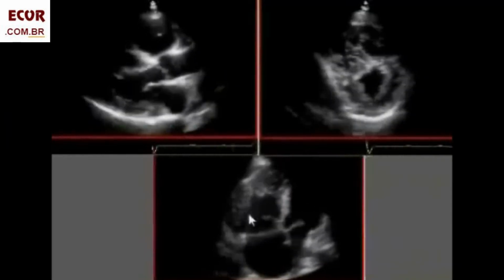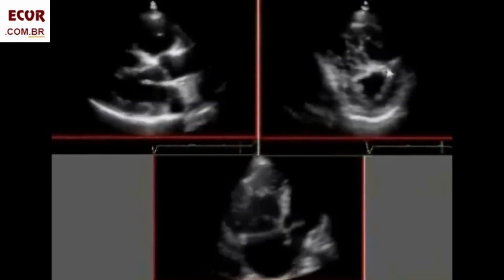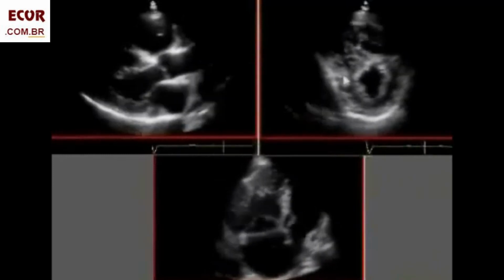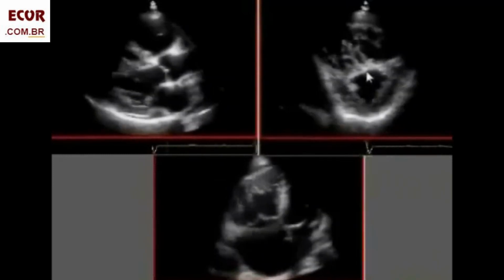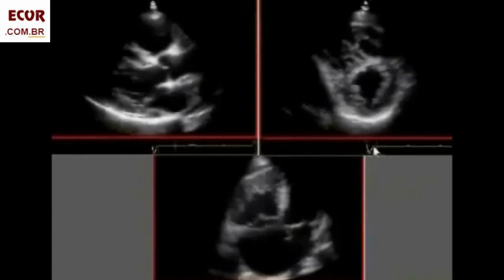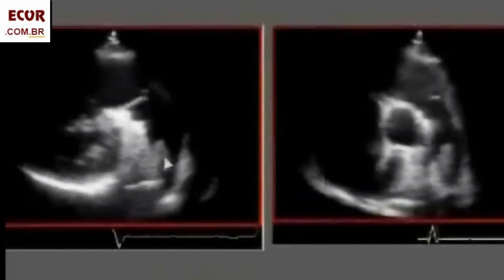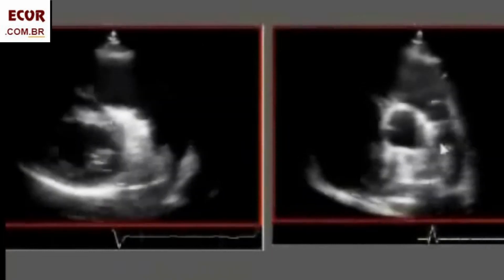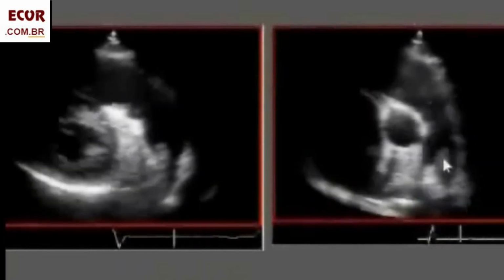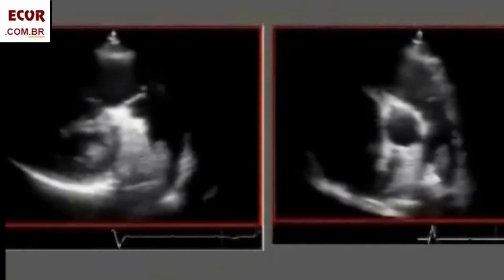Here is an apical view. There is systolic overload of the right ventricle, as seen by this interventricular septum that flattens the left ventricle in diastole as well as during systole. In this patient, there is a thrombus right here in the pulmonary artery truncus and also the left pulmonary artery.